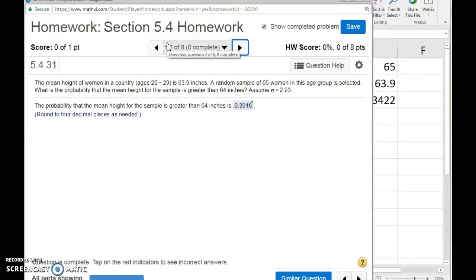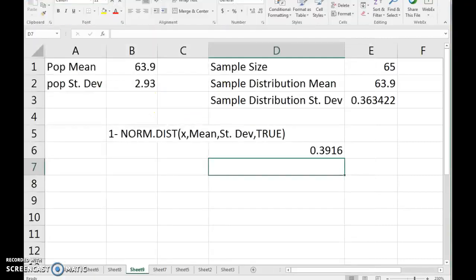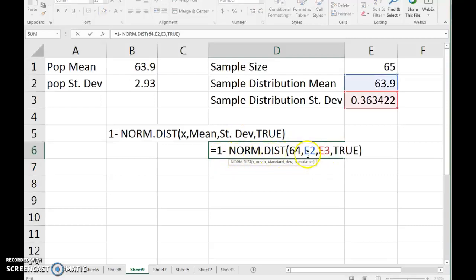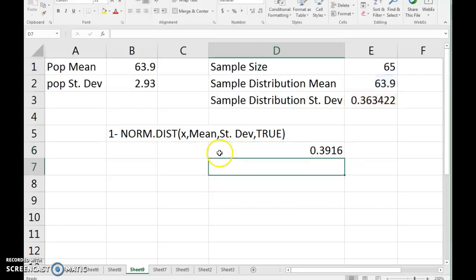Number 7 is more of the same, but this time we're finding the probability that the mean of our sample is greater than a certain value. So remember, for a greater than, a right tail probability, you have to use 1 minus that formula in Excel. That formula gives you the probability of being left of the mark, so 1 minus that is the probability of being to the right of the mark. So whatever your value is, enter it, and the mean, standard deviation, true, and make sure you do 1 minus that to get the right-hand probability.